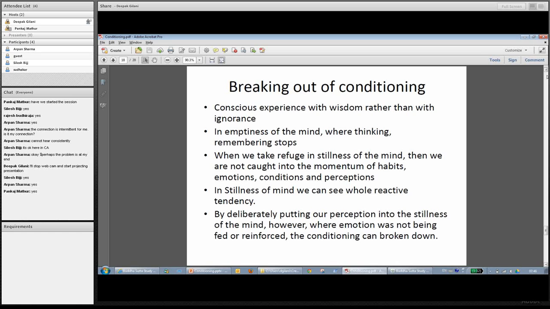And how else we can break this conditioning is that in an empty mind, when our thinking stops, we can say that our conditioning stops. Our mind is not reacting, because we let things be just the way they are, rather than trying to make something out of them. In stillness of mind, when we are not caught in the momentum of habits, emotions, conditions, or perceptions.